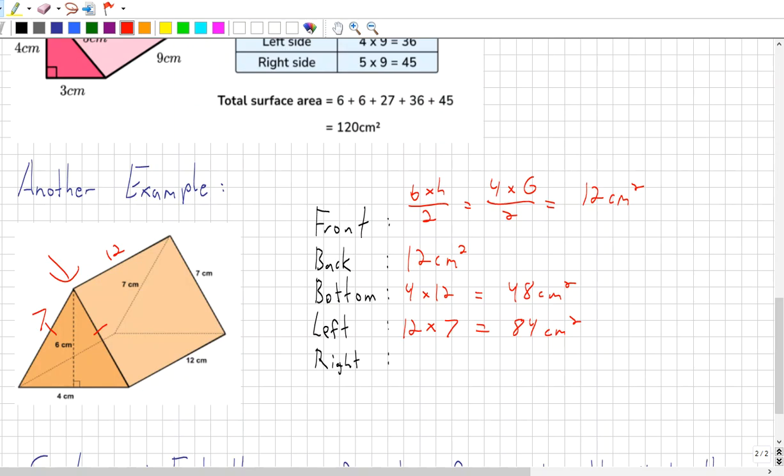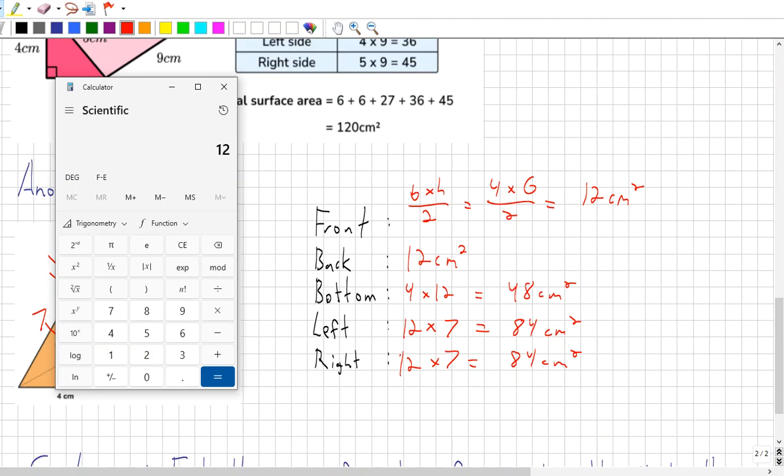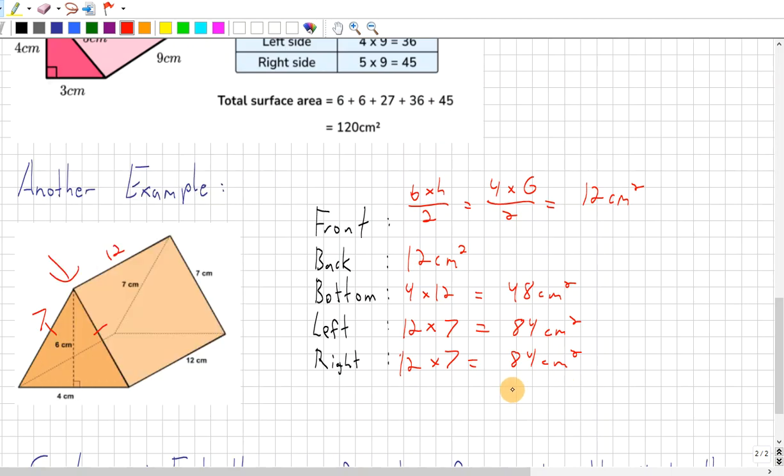And then the right side is the same. It's just 12 times 7 because this is an isosceles triangle. Doesn't always work out that way, but this time it did. 84 centimeters squared. And again, we add all those pieces together. So we have 12 plus 12 plus 48 plus 84 and another 84. So we end up with 240 centimeters squared for the total surface area, SA, of this triangular prism.